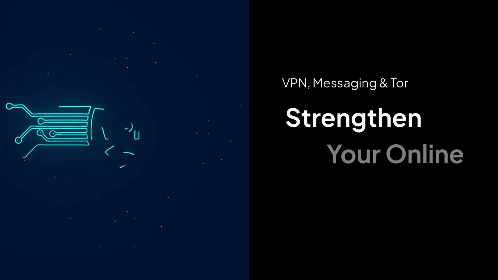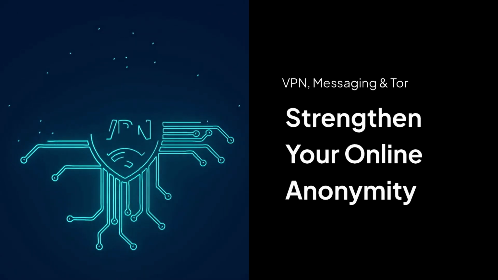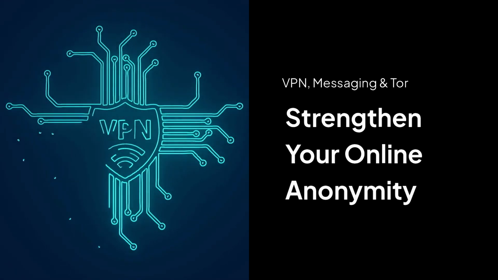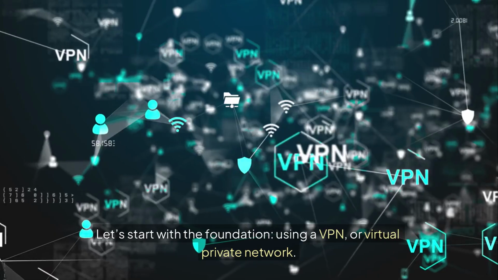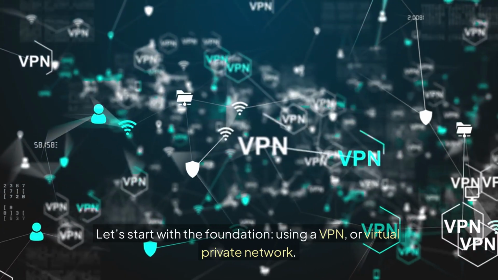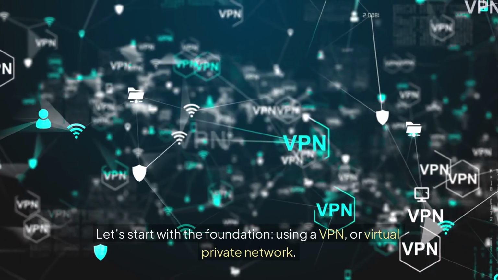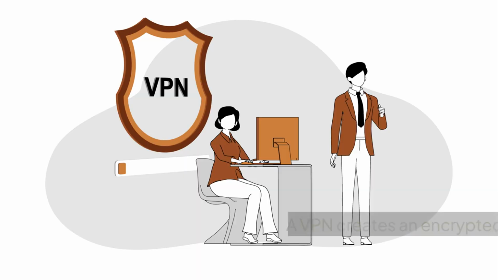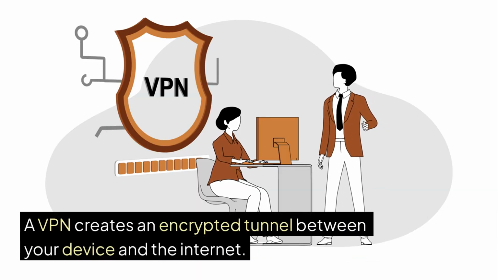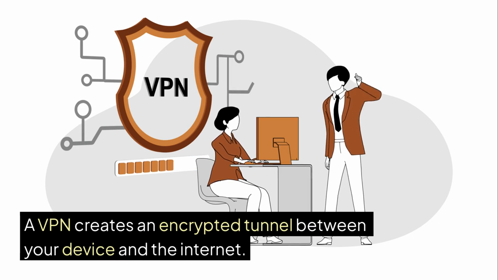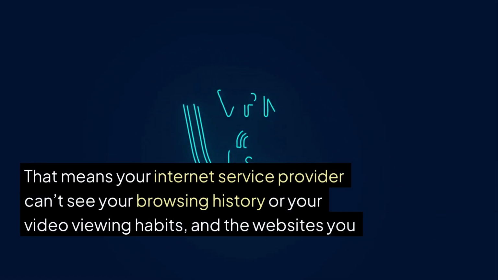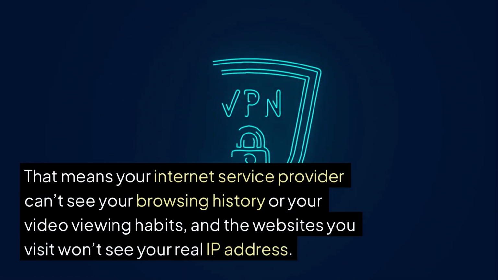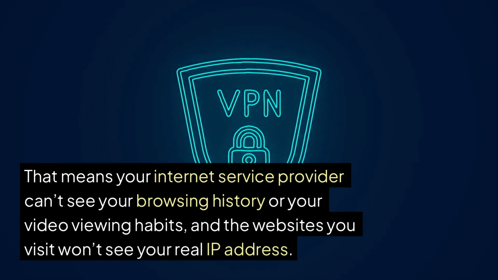In today's video, I'm going to teach you how to strengthen your online anonymity with a VPN, encrypted messaging, and the Tor browser. Let's start with the foundation, using a VPN, or virtual private network. A VPN creates an encrypted tunnel between your device and the internet. That means your internet service provider can't see your browsing history or your video viewing habits, and the websites you visit won't see your real IP address.